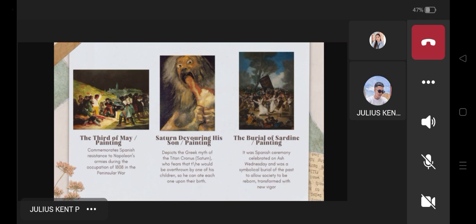Yan. Tapos, yung pangatlo, the Burial of the Sardine. Yan. It was a Spanish ceremony celebrated on Ash Wednesday and was a symbolical burial of the past to allow society to be reborn, transformed with new vigor. Yan. Na-create niya to 1812, tapos natapos niya 1819.